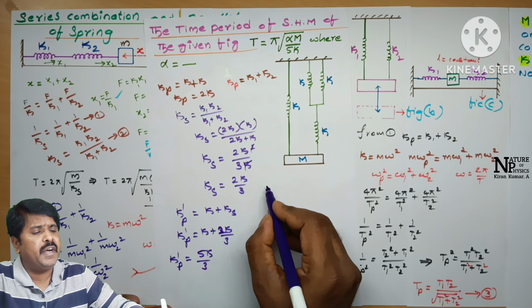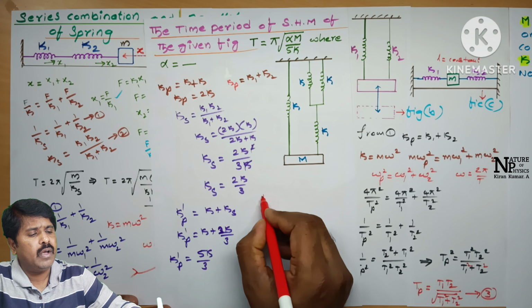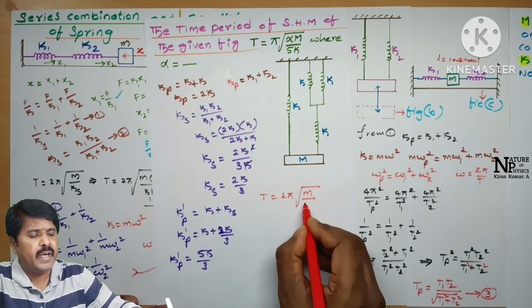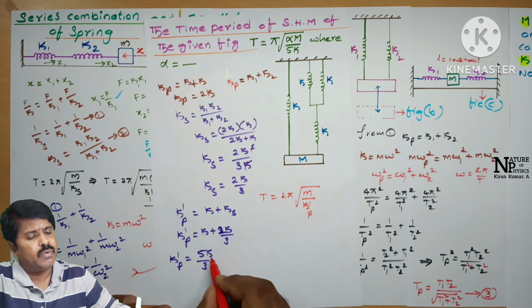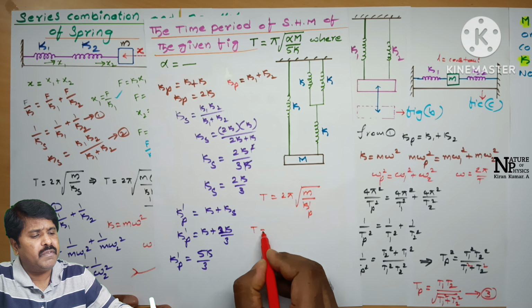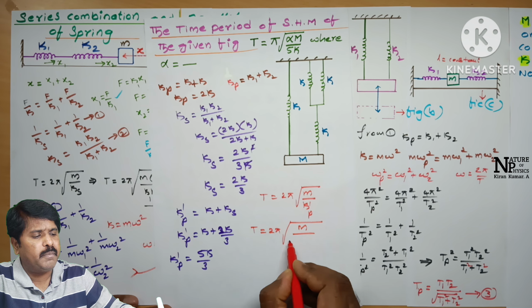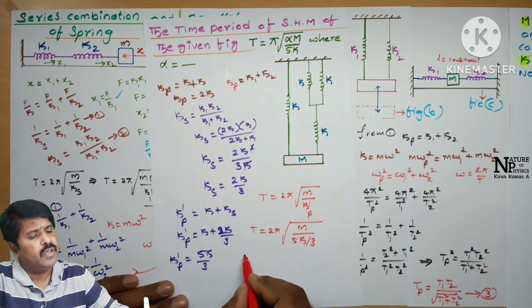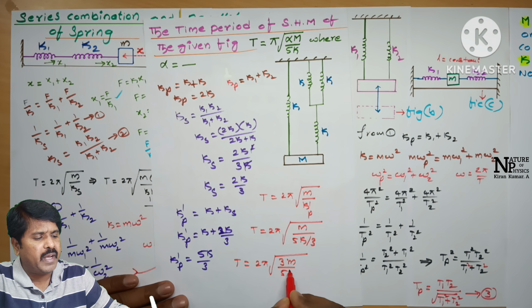So the time period equation T is equal to 2π√(m/k), student. Here I am writing Kp dash. So replacing the value there, T is equal to 2π√(m/(5k/3)), student. So T is equal to 2π√(3m/5k).